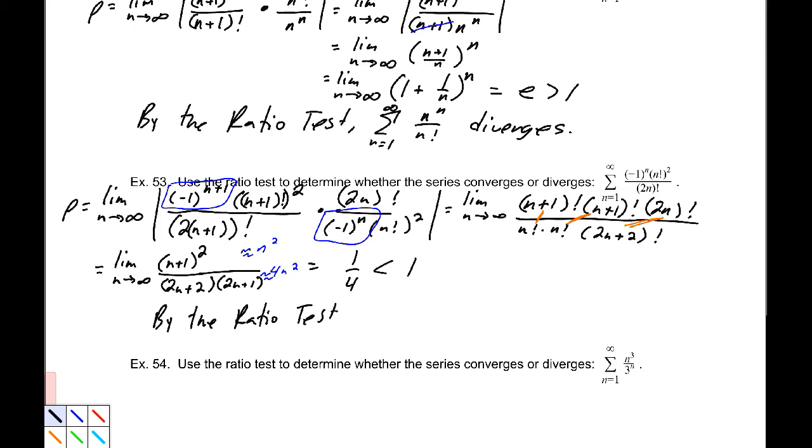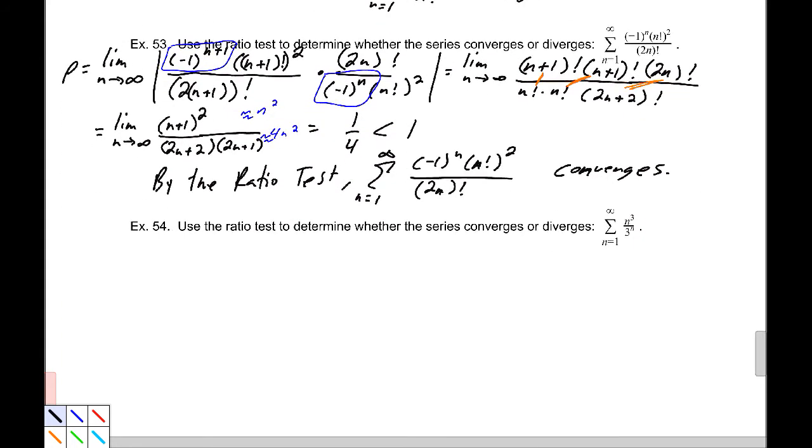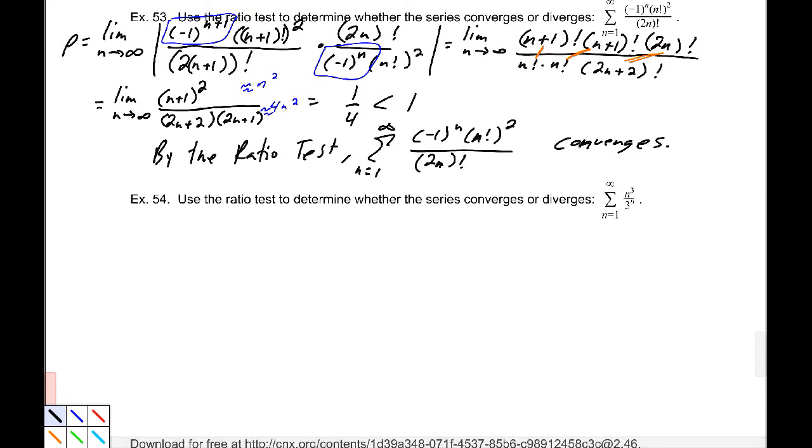So by the ratio test, that series, negative 1 to the n, n factorial squared over 2n factorial, n equals 1 to infinity, converges. Our last ratio test question. We're hopefully getting to be old hat at this. So let's just dive in.